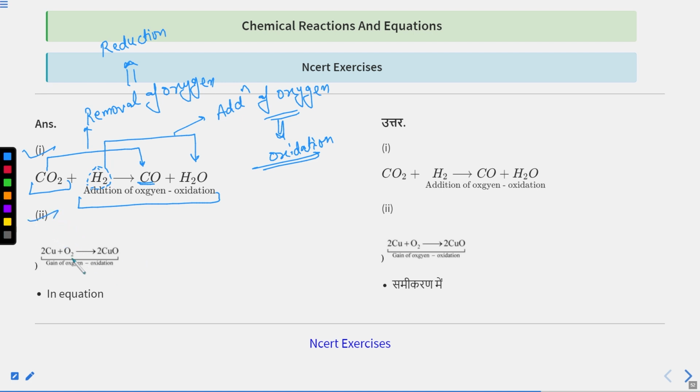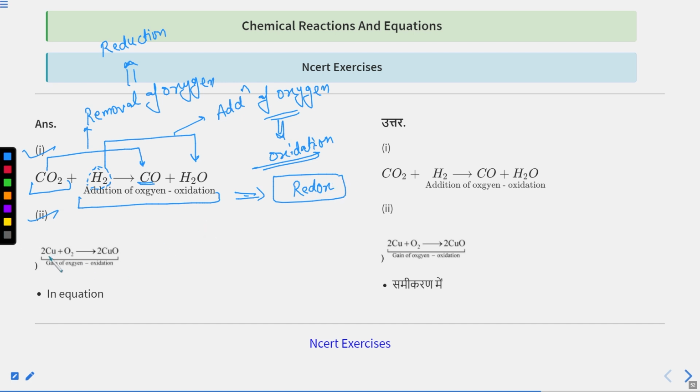Another example you can take, like 2Cu plus O2. In this particular reaction, CO2 plus H2 gives CO, carbon monoxide, plus water, both reactions are happening. That means oxidation and reduction. So this is an example of a redox reaction also.